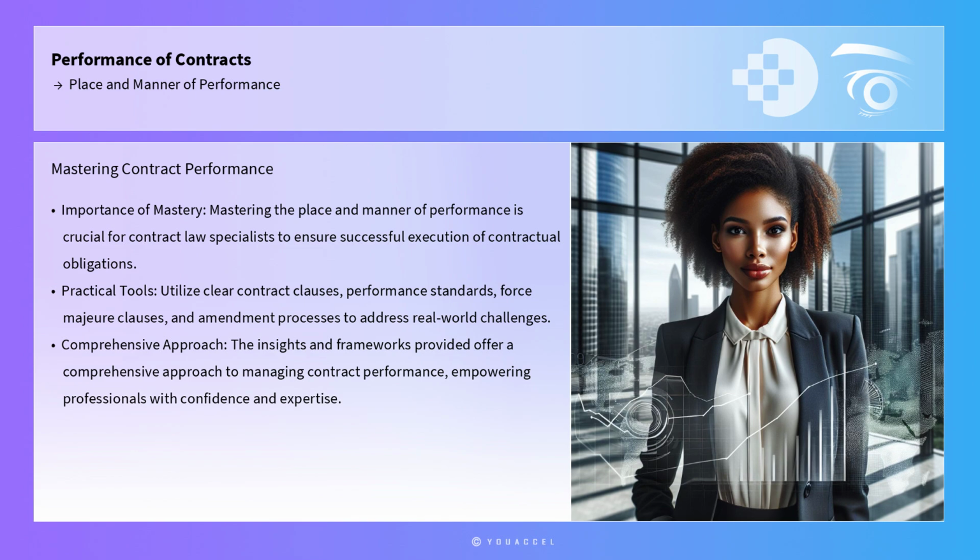In conclusion, mastering the place and manner of performance is crucial for contract law specialists seeking to ensure the successful execution of contractual obligations. By utilizing practical tools such as clear contract clauses, performance standards, force majeure clauses, and amendment processes, professionals can address real-world challenges and enhance contract outcomes. The insights and frameworks provided in this lesson offer a comprehensive approach to managing contract performance, empowering professionals to navigate the complexities of contract law with confidence and expertise.